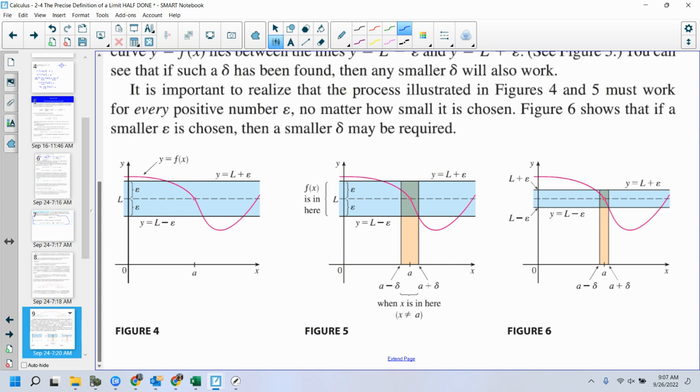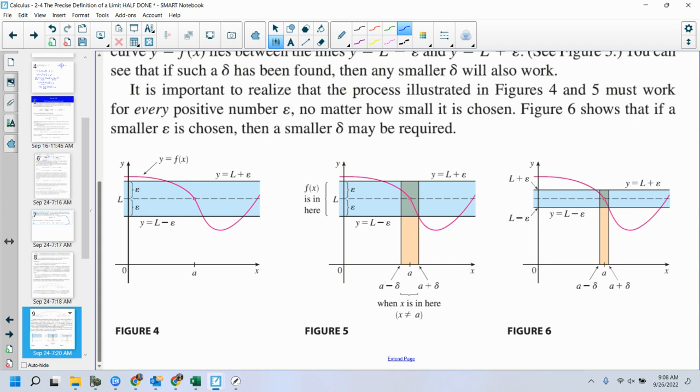Because f of x is going to lie in here. We need to say, okay, if f of x lies in there, what is the delta to make that true? What are the values of x that will make that true? And what we're going to be calculating is the value of delta. And what is delta? The delta is the difference away from a that you're calculating. So say this a was 10. Then delta would be an amount above 10 and an amount below 10, just like epsilon was above and below the limit, that allows me to fall into my acceptable range.